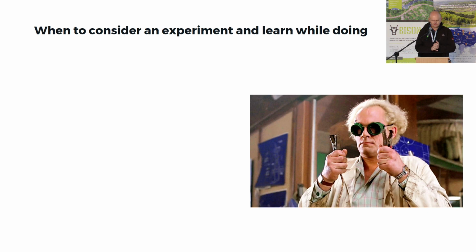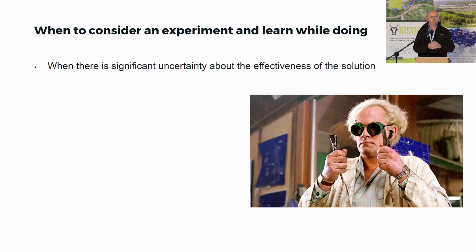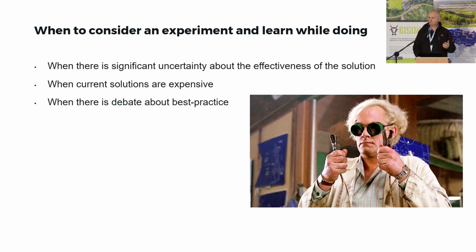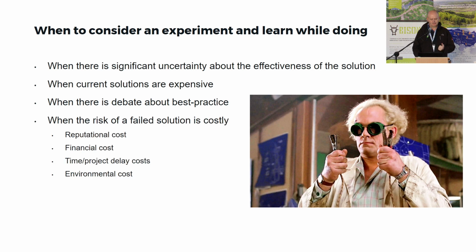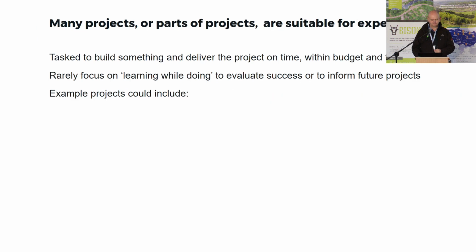So what are some of the things to consider about doing an experiment and learn while doing and deliver mitigation? If there's ever significant uncertainty about whether something's effective, if the current solution's expensive and you want to try something different, if there's debate about what's best practice, and if the risk of failure is costly, and that might be a reputational risk, a financial cost, project delay costs or environmental costs. They're all times when it might be appropriate to consider doing an experiment like this.